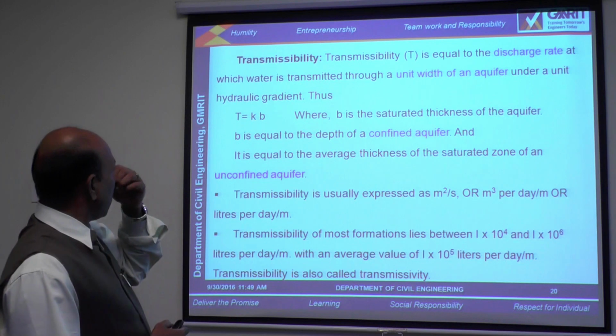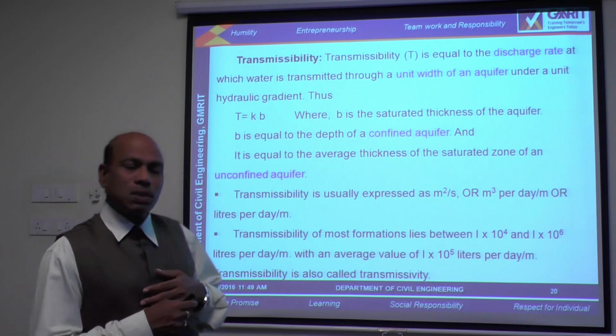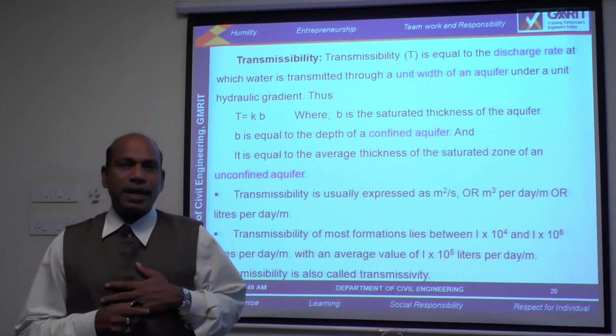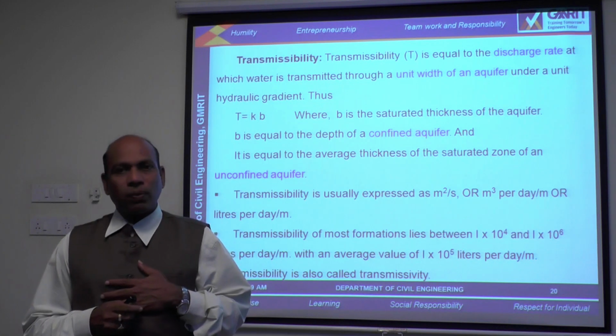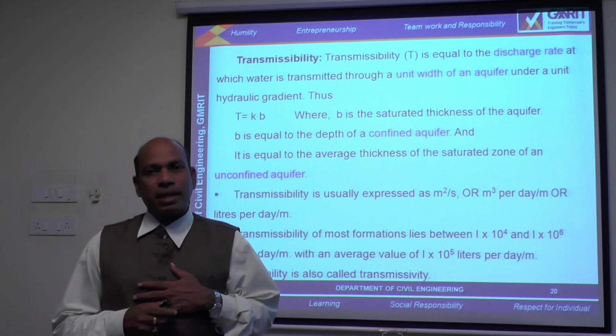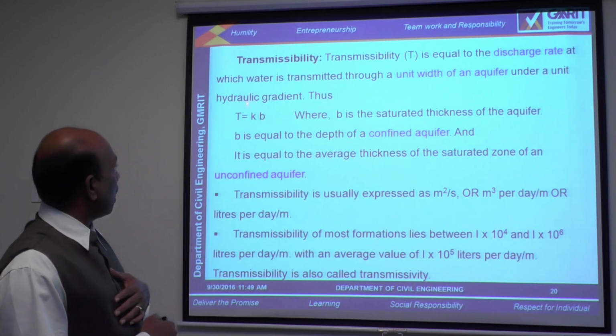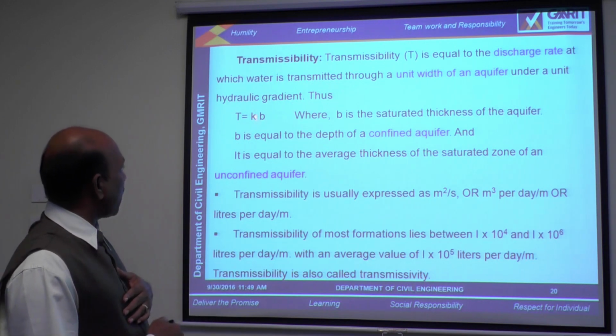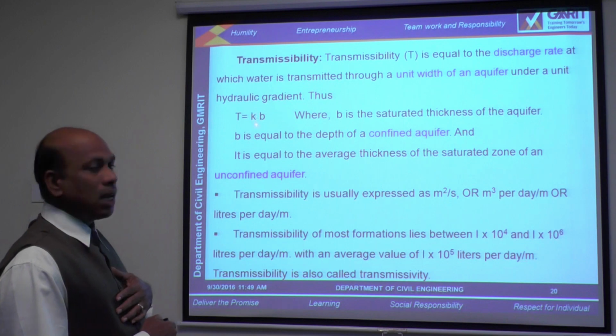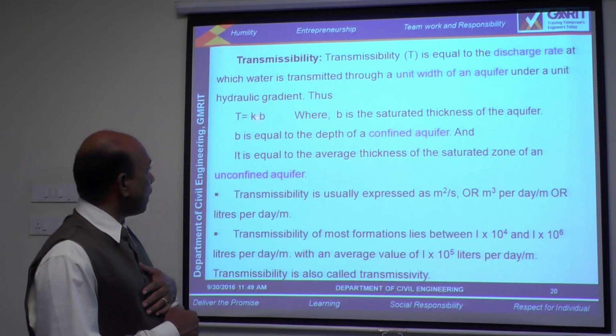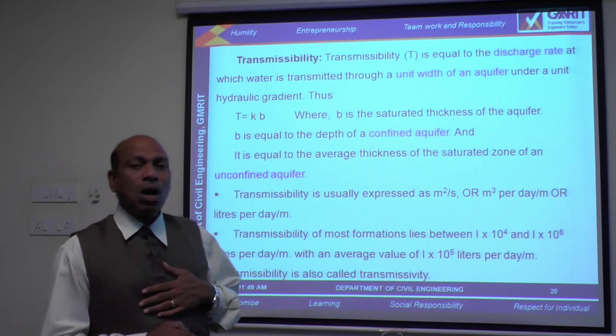And the next property is the transmissibility. Transmissibility is the discharge rate per unit width of an aquifer at a unit hydraulic gradient. Therefore, here the transmissibility is equal to K, which is nothing but velocity, into B. Per unit width means only B. This is the depth of an aquifer.